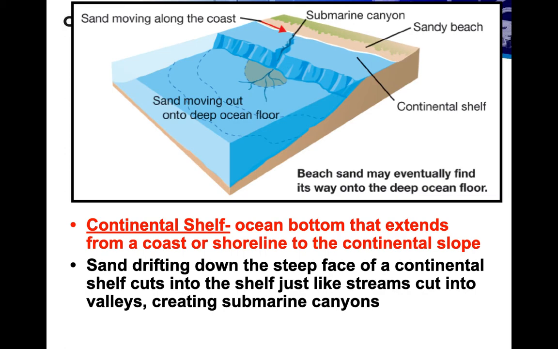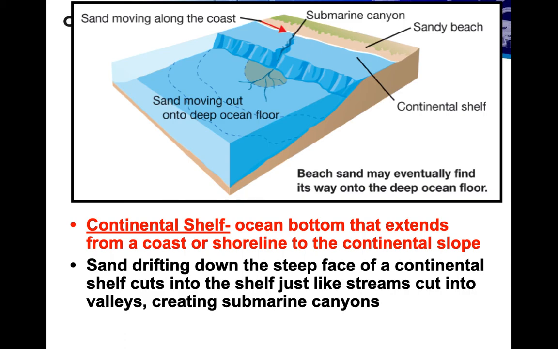Finally, continental shelf. At the edge of every continent is something called the continental shelf. If you look at the picture there, you can see why it's called that. Every continent has what almost looks like a shelf. You have a shelf coming off the continent, and then it drastically drops off into what we call the abyssal plain in the ocean. That area just beyond the beach is called the continental shelf. It is the ocean bottom that extends from a coast or shoreline to the sloping area, the continental slope, and then it goes off into the abyss.